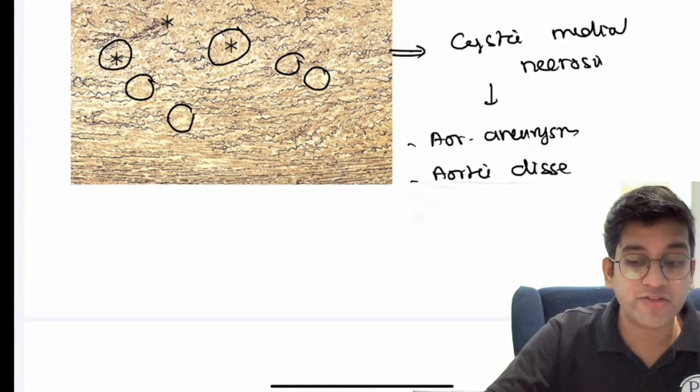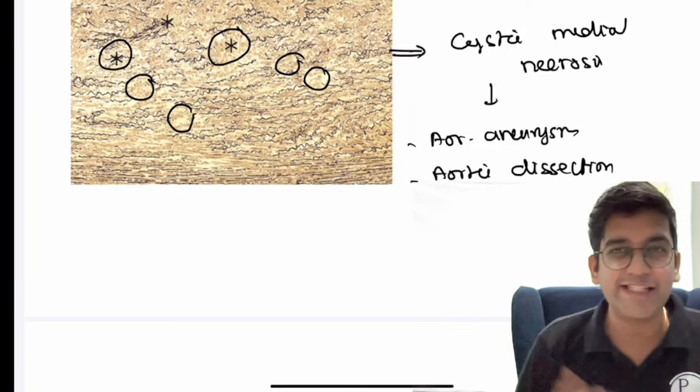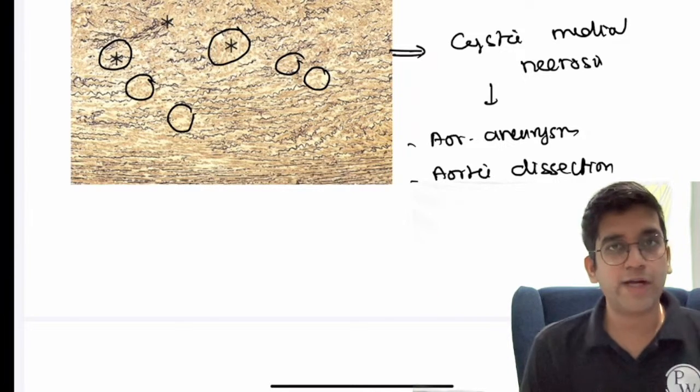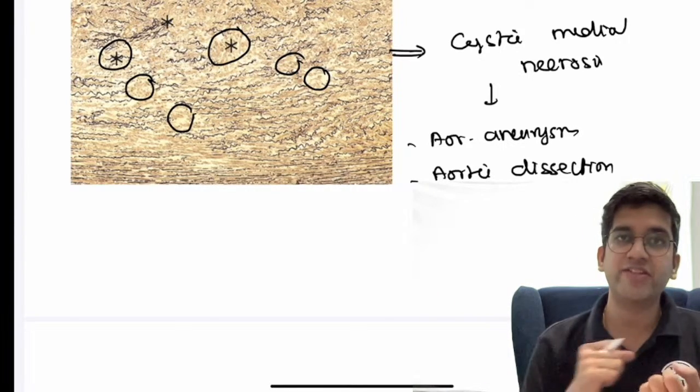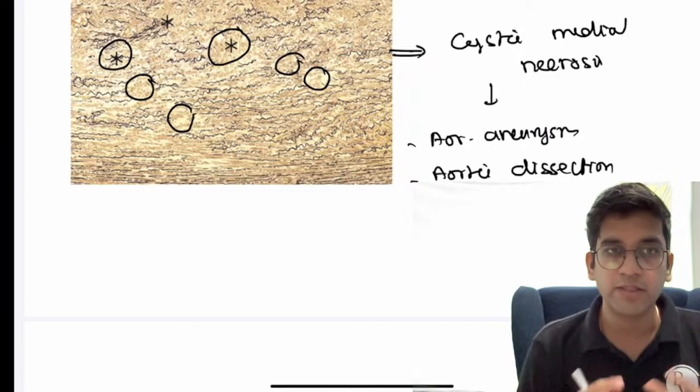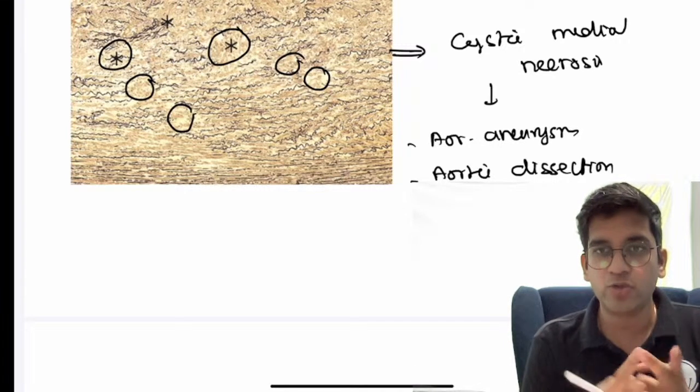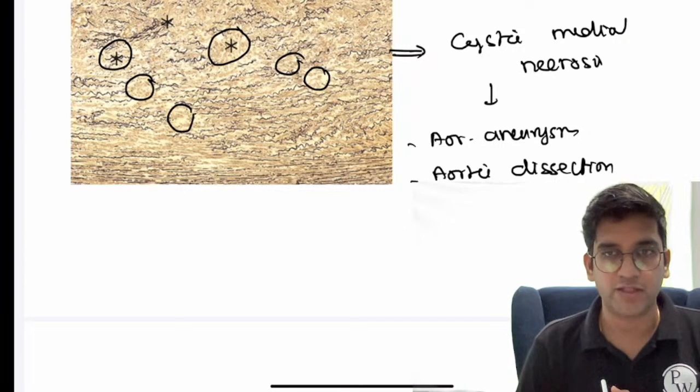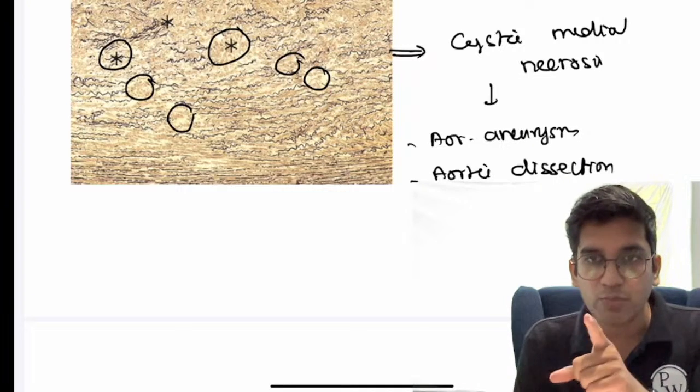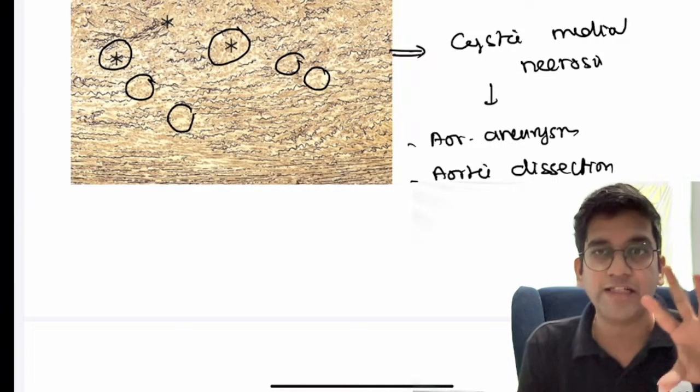Can anyone tell me in which syndromes you will see aortic dissection? That's an easy question. Both in aortic aneurysm and aortic dissection, you can see cystic medial necrosis, and you see them in Marfan syndrome, Ehlers-Danlos syndrome, and others, right? Perfect. Okay, amazing.